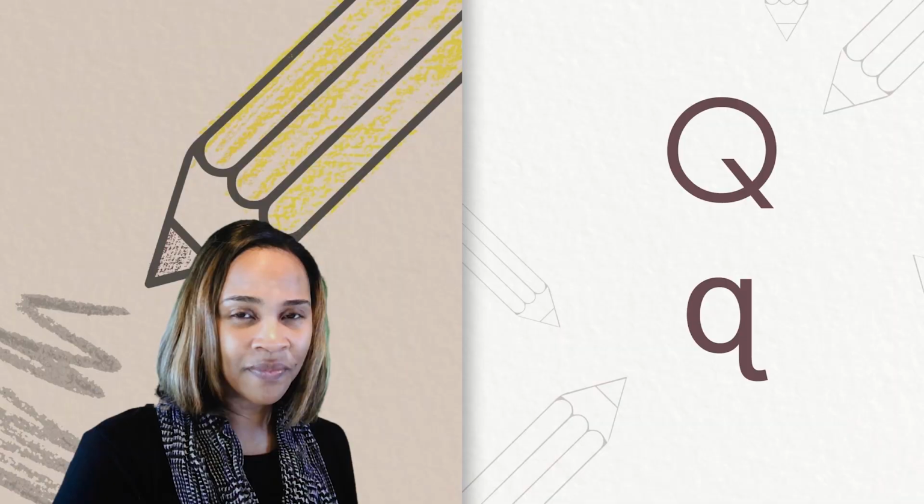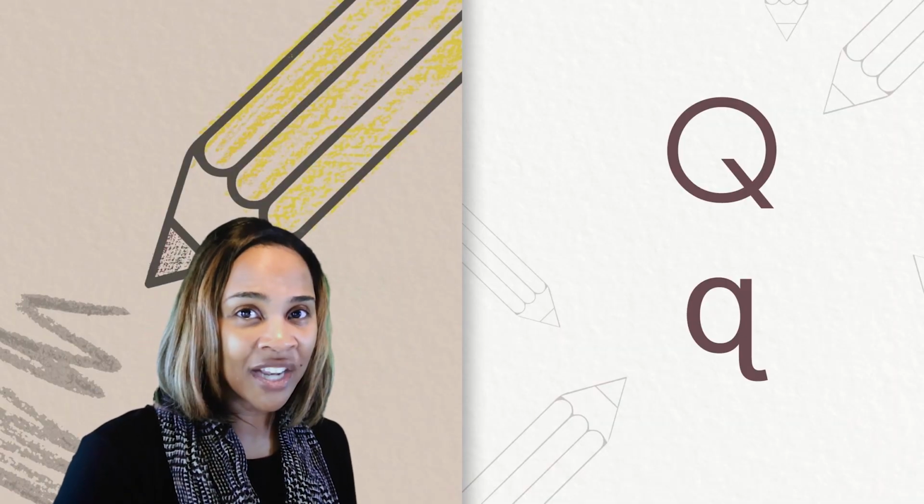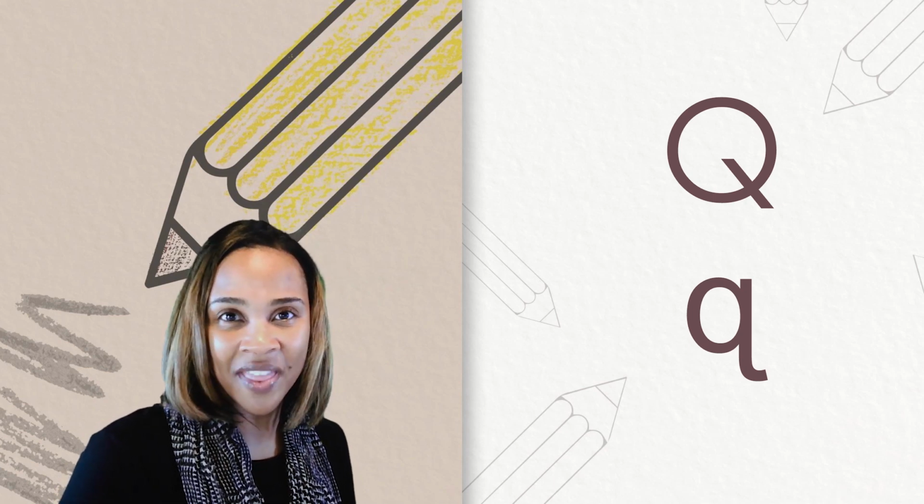Remember, every letter has an uppercase and a lowercase letter. Let's practice skywriting our letters. That means we're going to use our arm like a pencil. Let's practice making the letter Q first. I want you to watch me first and then you'll try it with me.